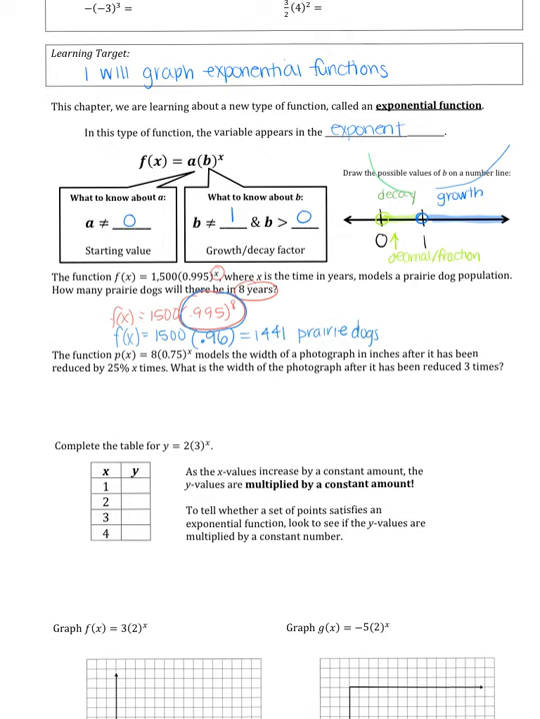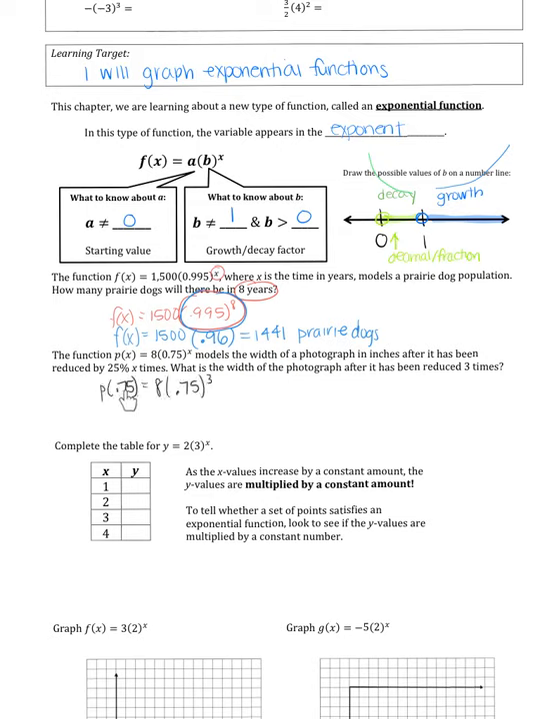Our second example talks about a model for width of a photograph in inches after it has been reduced by 25% a certain number of times, meaning you reduce the picture by 25% one time, and then a second time, and then a third time, and then a fourth time, and so on. What's the width of the photograph after it's been reduced 3 times? So we're going to plug that 3 in for x.